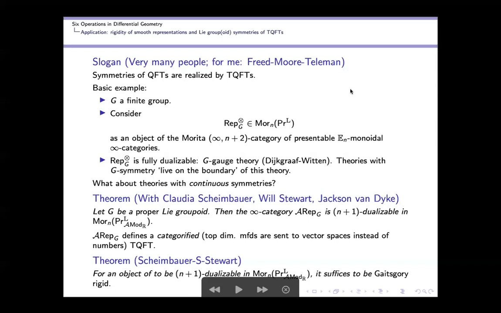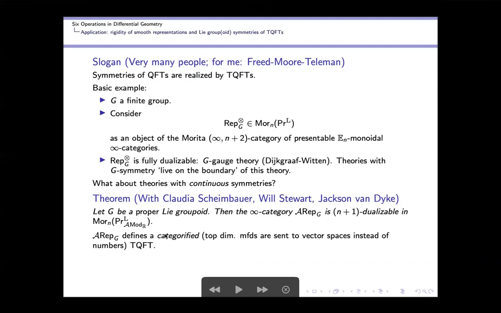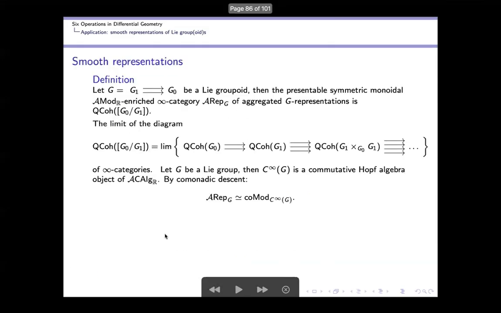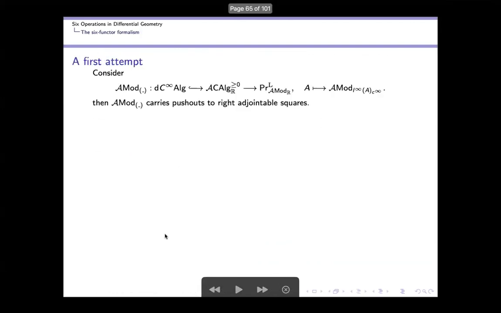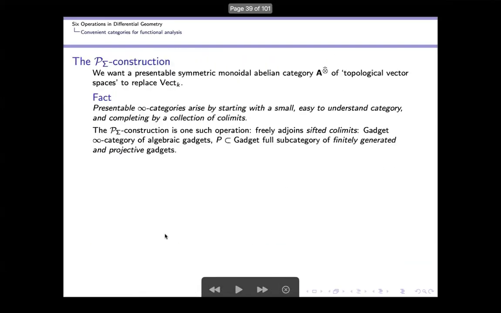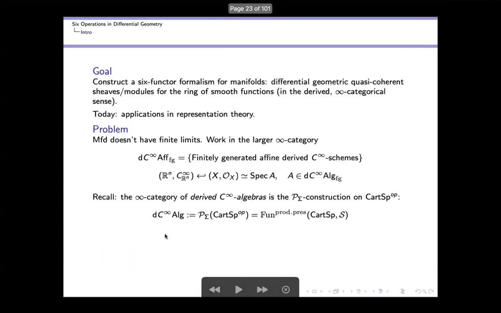Go ahead, Severin. Okay, so I was wondering, could you explain again? At some point, you talked about these derived affine something which are finitely generated. Can you say again, finitely generated as what and over what?